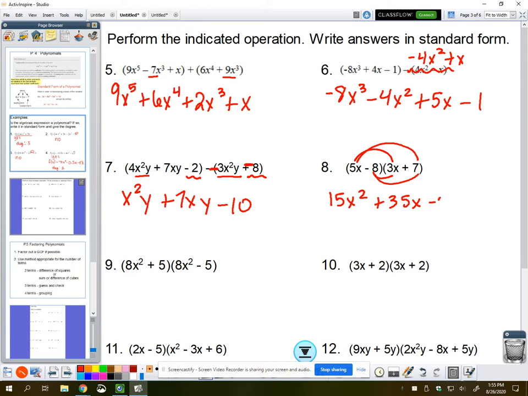Negative 8 times 3 is 24x. We're just going to let that ring for a minute, y'all. Sorry. Negative 8 times 7 is negative 56. Then we combine any like terms that we have.